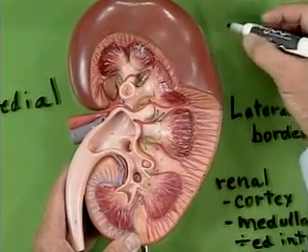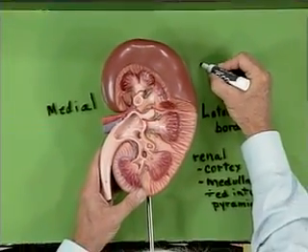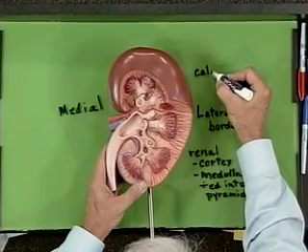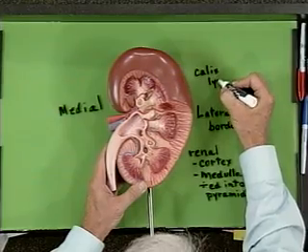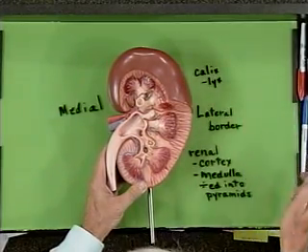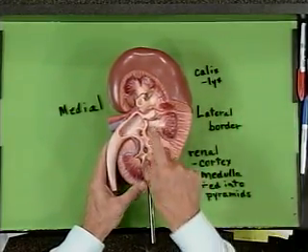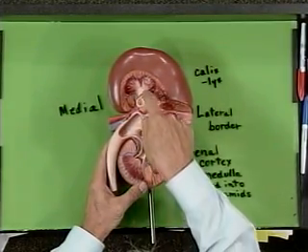And I'm going to just write the word calyx up here. This can be spelled C-A-L-I-X or C-A-L-Y-X. It can be spelled either way. So each one of these is a minor renal calyx.